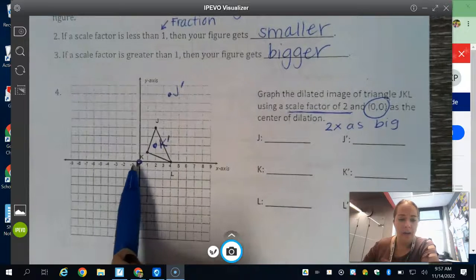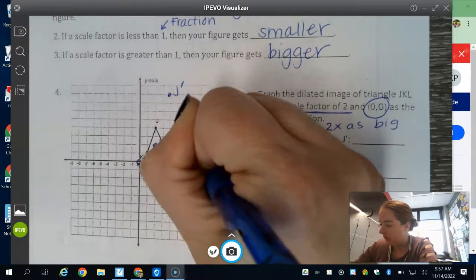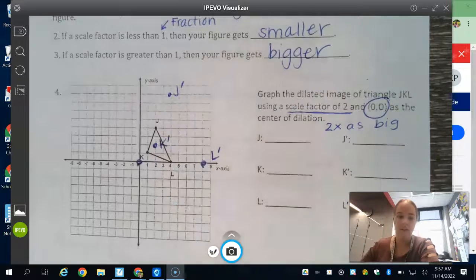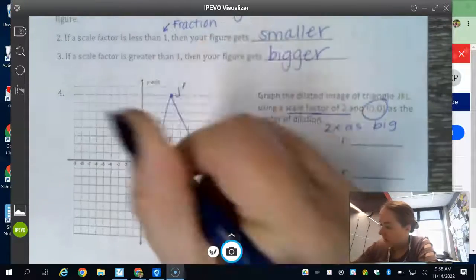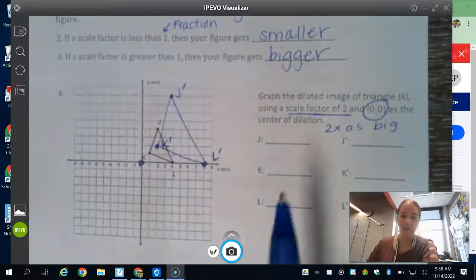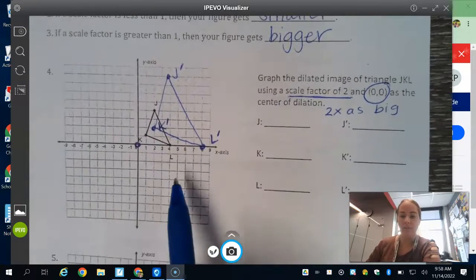Going from K to L, I go over 4, so to double it, I'd go over 8. Put new L. And then I can make my new triangle, trace those together, and you can tell this is a similar shape, it's just 2 times as big.